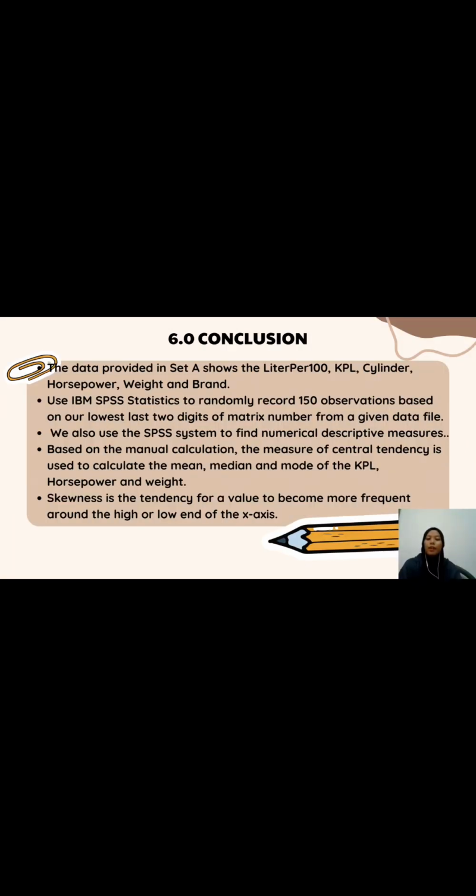In conclusion, the data analysis process uses IBM SPSS Statistics software. The dataset used, set A, includes variables such as liter per hundred, KPL, cylinder, horsepower, weight, and brand. The analysis starts by randomly selecting 150 observations based on the last two lowest digits of the metric numbers. Various numerical descriptive measures were calculated using SPSS Statistics. Measures of central tendency, mean, median, and mode, were calculated for the variables liter per hundred and KPL.